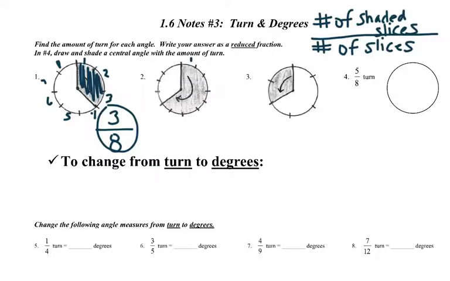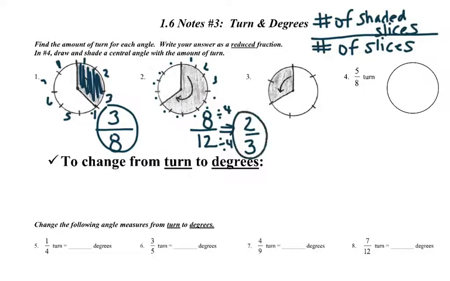This one looks like a clock. 1, 2, 3, 4, 5, 6, 7, 8, 9, 10, 11, 12. Sure enough, 12 slices of pizza. And I believe there are 8 slices shaded. What do we do when we see a fraction like 8/12? We always have to, you're right, reduce it, right? So we always want to reduce our fractions to lowest terms. So 2/3 of the pizza is shaded.